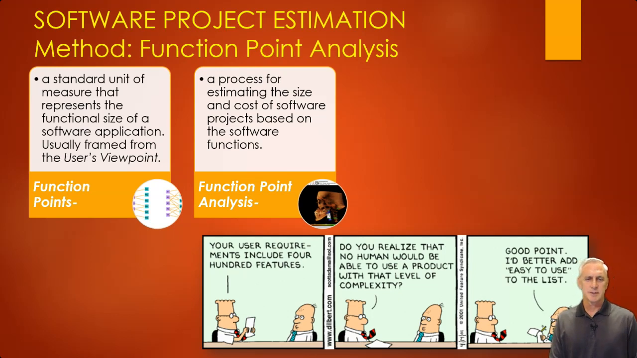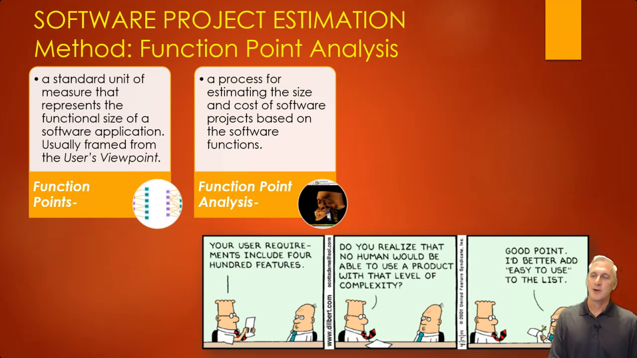So I always like some of these Dilbert cartoons because they always kind of get to the point in a funny way. So your user requirements include 400 features. Do you realize that no human will be able to use a product with that level of complexity? Good point. I better add easy to use to the list. So he adds another feature.